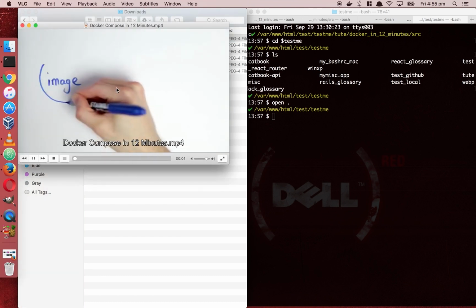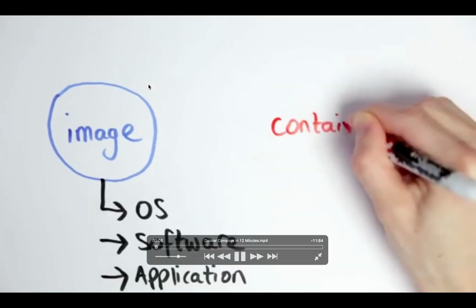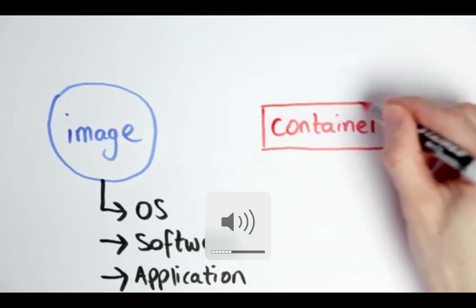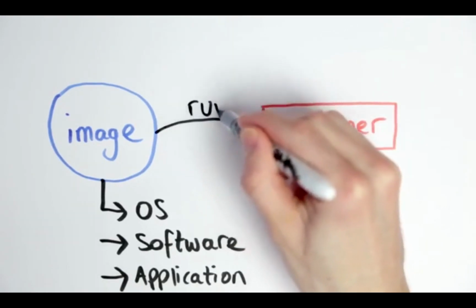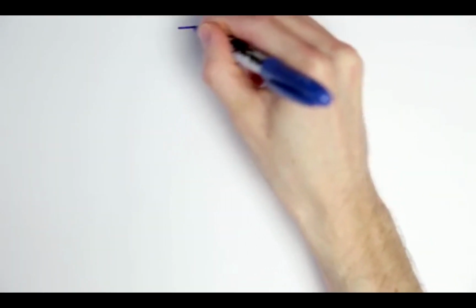In the first video, we learned that an image is a template for the environment that you want to run. And when you run an image, you get a container. We tried this out by running a PHP image. This was okay for our very simple application, but imagine if you have something more complicated. Let's work through an example.